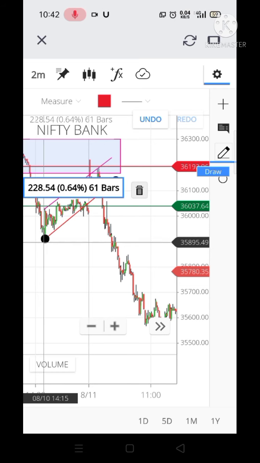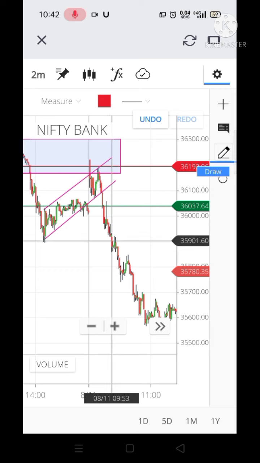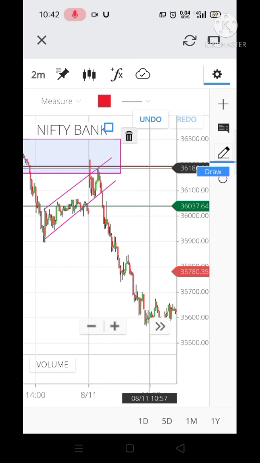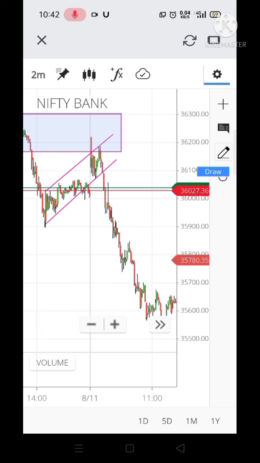I was sitting in front of the screen just to see whether the market is going to break this or not. And once the market broke this, I trailed my stop loss from the previous swing high to my entry point. So in the worst case scenario, if the market turns around, I will still be at no loss, no profit. That is called the break-even point.